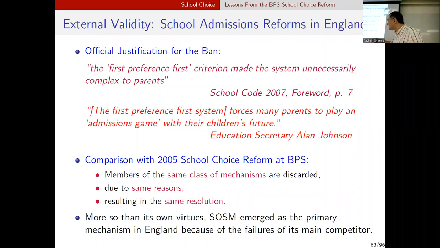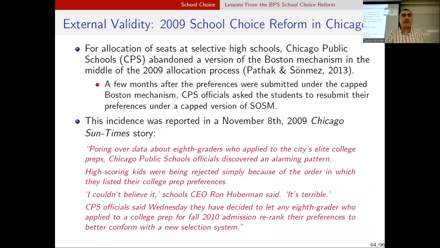And as a result, they required all school district localities to adopt the student optimal stable mechanism. They gave up the same mechanism because of the same reason and adopted the same resolution, but without any economist effort.